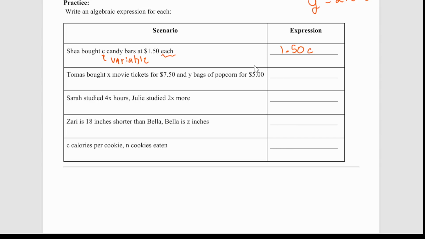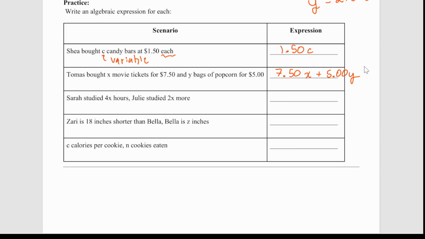For the next one, Thomas bought X movie tickets for $7.50 and Y bags of popcorn for $5. Go ahead and pause this video and see if you can write this one yourself. So that would be $7.50 times X plus $5 times Y. That would give you the total amount that Thomas spent that day.